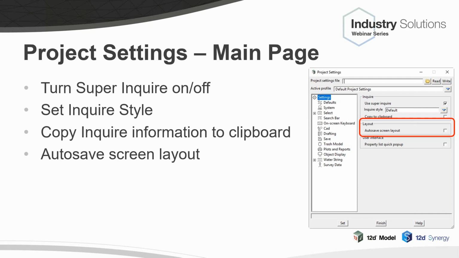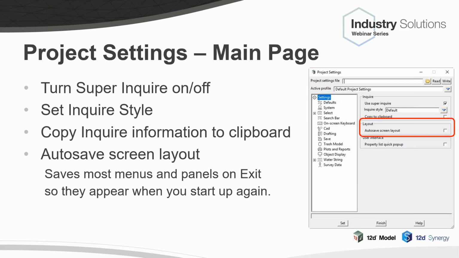So if you've got a whole lot of panels and things showing on the screen and menus, with this turned on, you can exit 12D Model, and when you come back into that project, most of them will still be there. So very, very useful, and I use it all the time. So it allows you to not have to bring everything up again, or people could do this by writing out a screen layout file, but you then had to read it back in each time. So I think you'll enjoy that one quite a bit.